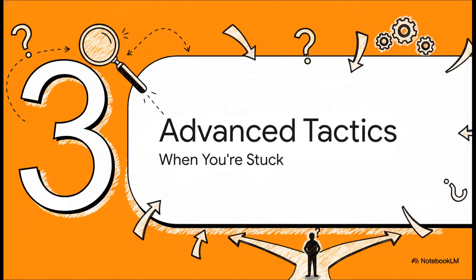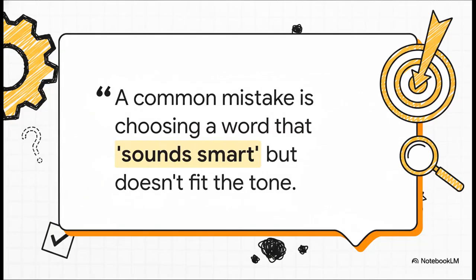All right, so you've got your basic toolkit, but what happens when the clues are a little more subtle? Or maybe you're stuck between two choices that both seem pretty good. Well, now it's time for some advanced detective tactics. Listen up, because this is a huge one. So many students fall into this trap. They pick a word that sounds really complex or smart because they think that's what the SAT is looking for. But the truth is, precision is way more important than how complicated a word sounds. The right word has to fit the exact meaning and the tone of the passage perfectly.